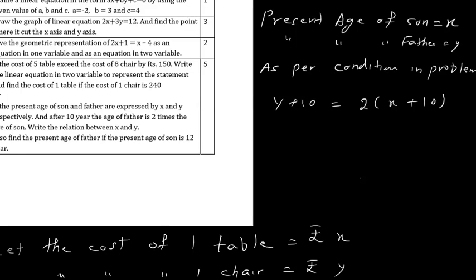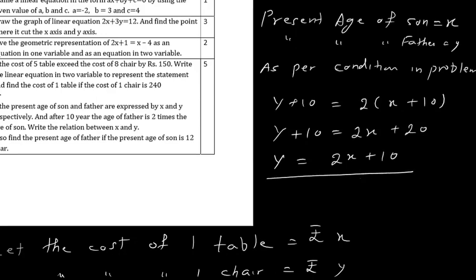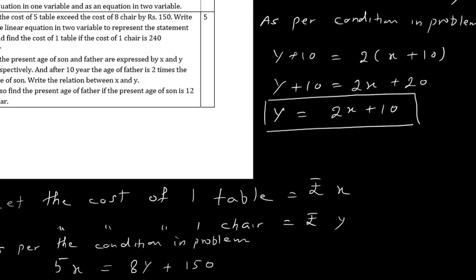Write the relation between x and y. So this is the relation, but you can simplify this further. y plus 10 equals 2x plus 20. Okay, so I can say that y is equal to 2x, this 10 will go to the other side, 20 minus 10 becomes 10. So y is equal to 2x plus 10.